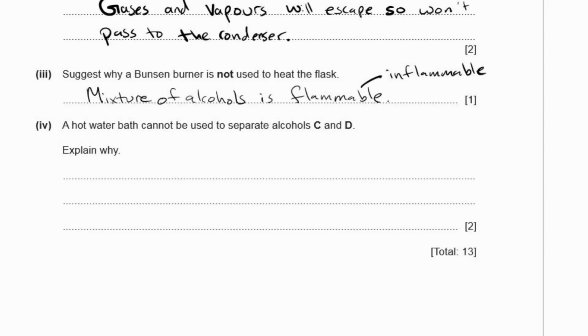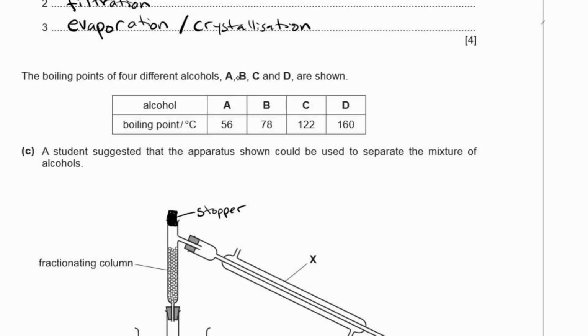All right, continuing on. Part 4, a hot water bath cannot be used to separate alcohols C and D, explain why. Okay, let's look at alcohol C and D. So alcohol A evaporates at 56 degrees, B at 78 degrees Celsius, C at 122 degrees Celsius, and D at 160 degrees Celsius. But a water bath, really the maximum temperature they generally go to is 100 degrees Celsius, because that's when the water boils.